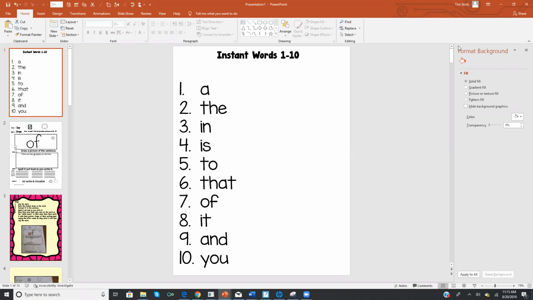These are the first 10 instant words that your child will learn. Instant words are the most commonly found words in English books. So we want students to be able to read them quickly and not have to sound them out. Many of the instant words are not regular for sound anyway, so they can't be sounded out. So let's look at this first one in the pack.